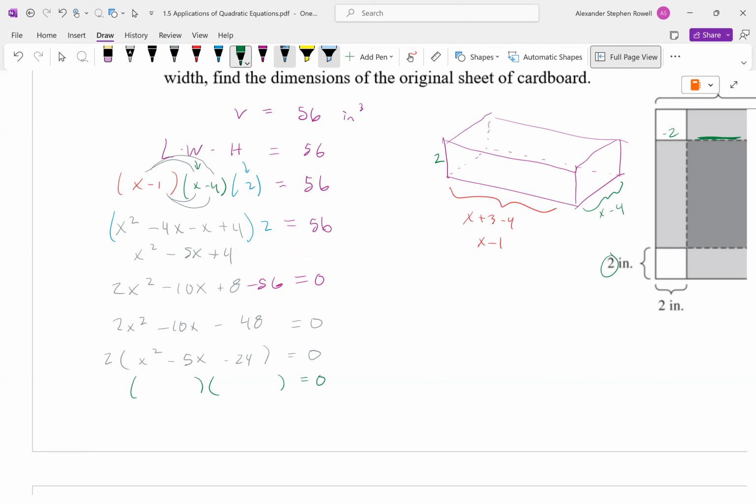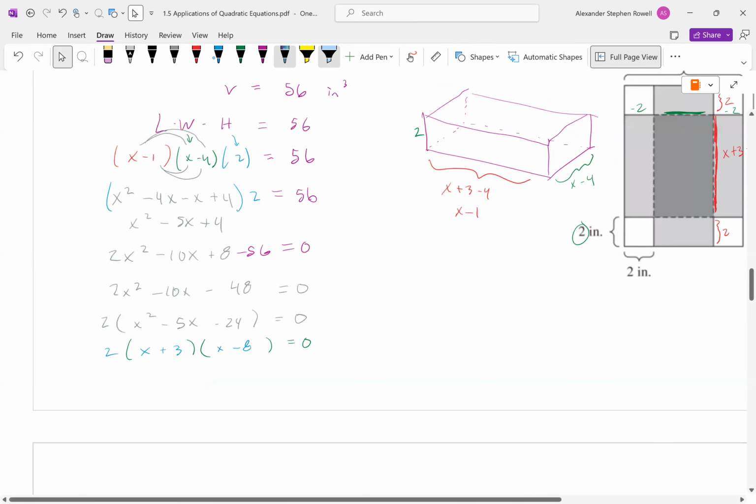Okay, I heard 3 and 8. Is one of them negative? X plus 3, x minus 8. And we all just double check. Do they add to make negative 5 and multiply to make negative 24? Very good.